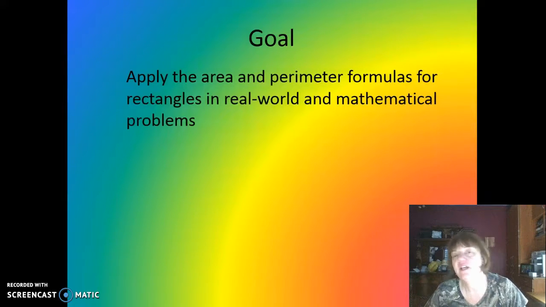We are starting a new unit, and hopefully you have already taken the survey, so I have some idea of what you're ready to do. Before we start getting into volume, I've decided to do a little review on area and perimeter, just to make sure everybody understands that. We're going to apply the area and perimeter formulas for rectangles in real world and mathematical problems.